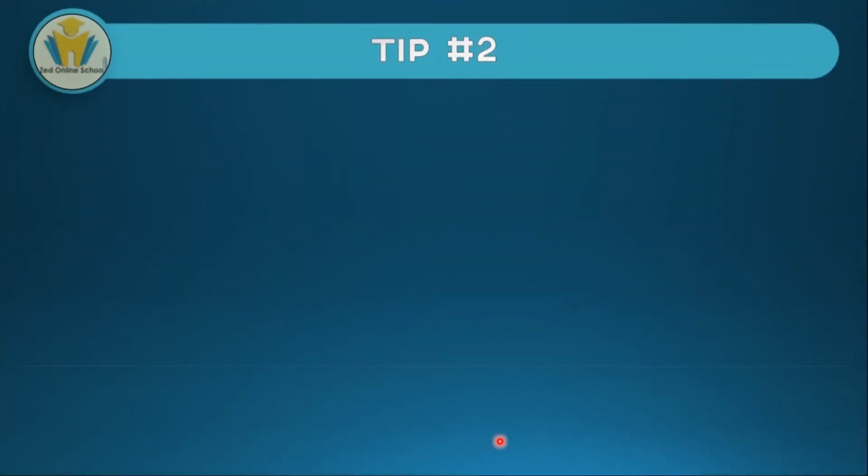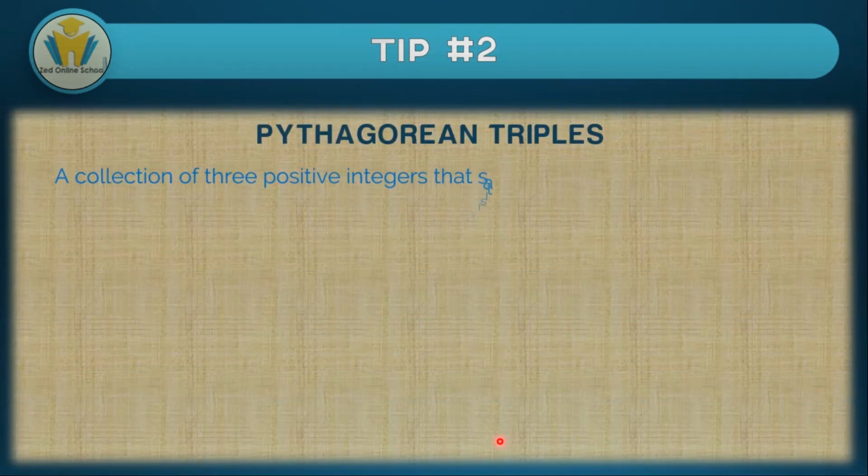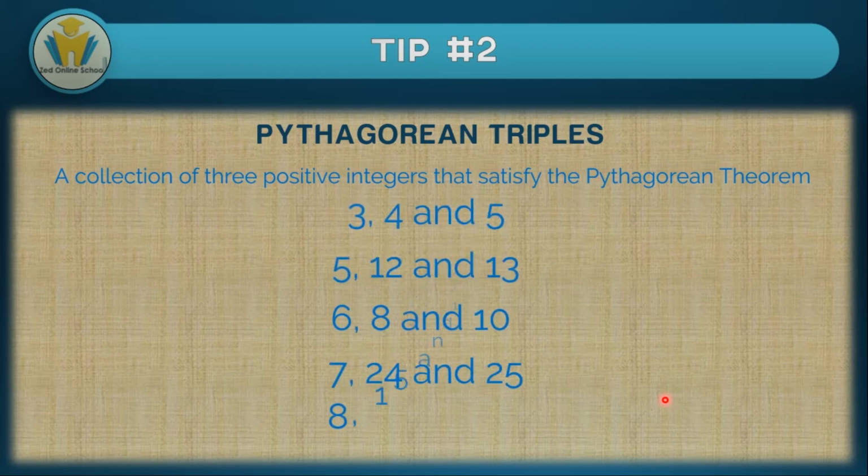The second tip is about the Pythagorean triples, which are just a collection of 3 positive integers that satisfy the Pythagorean theorem fully. Meaning, if you take out 1, for example, in this second Pythagorean triple, if we take out 12 and we use 13 and 5 to solve for the missing side, we'll get 12. If we take out 5 and use 13 and 12 to find the missing number, we'll get 5.